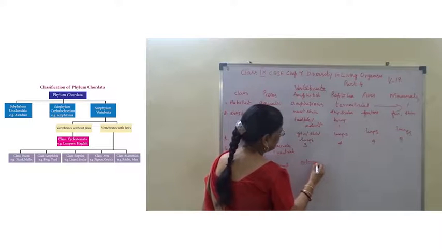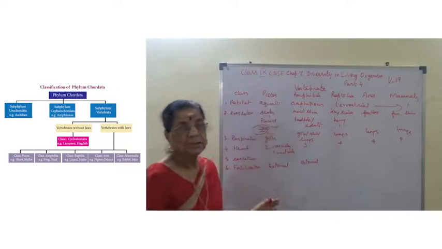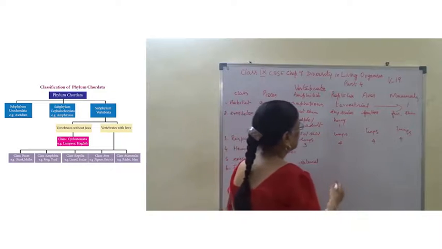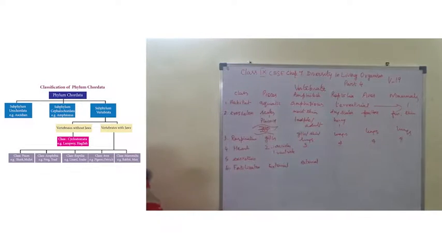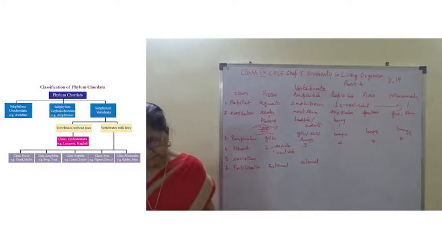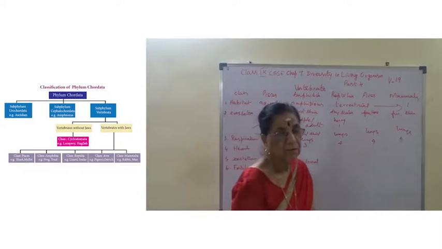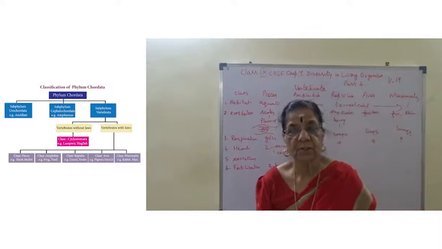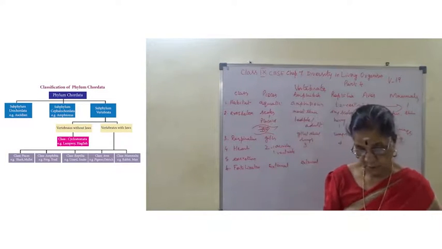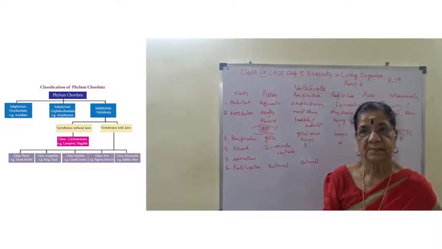Aquatic forms will do external fertilization. Example, frog, toad, salamanders. These are examples for amphibians.